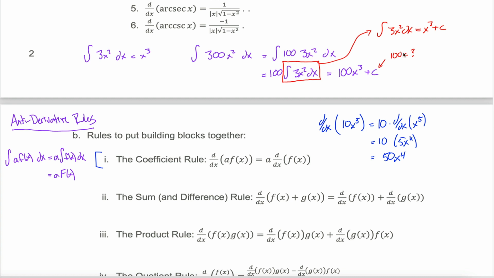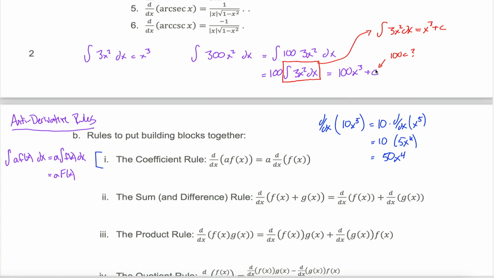But the nice thing about 100 times some constant c is it's just some constant. C represents any constant. Any number we want could be right here. Remember, what this is supposed to encapsulate is if we took the derivative of this, no matter what number was taking the place of the c, we would get 300x squared for our answer. We don't need to change this to 100c because 100c is just some other constant.